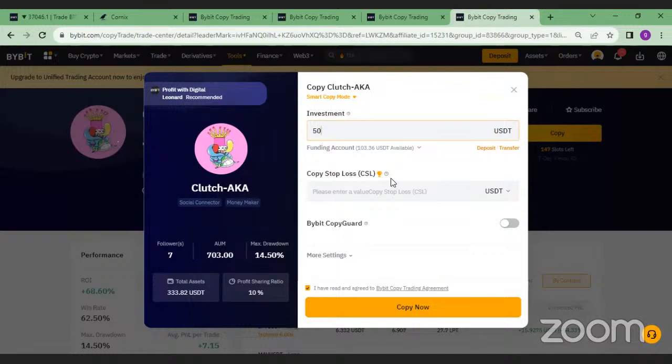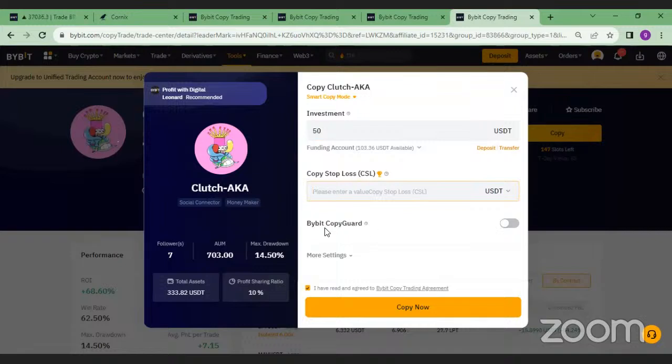Then the copy stop loss option, I don't normally use this. When I'm copying a trader, I don't use this because if you set whatever you want to lose here, at the end of the day you'll get stopped out of a trade while that trade will still close in profit from the trader's end. So I don't normally use this.